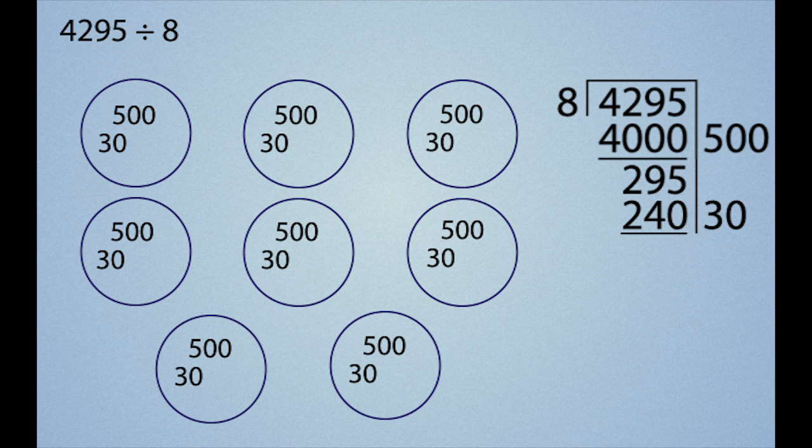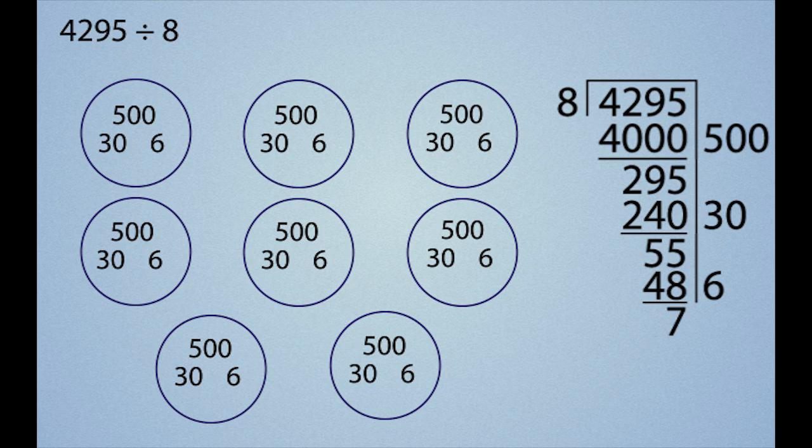So coming back to our problem here, we've now subtracted 240 from our 295, which leaves us with 55. And I know that I can put 6 into each of my groups, which would take care of 48. And when I subtract 48 from my 55, I'm left with a remainder of 7. So altogether, I put 536 into each of my groups, and I have a remainder of 7 divided amongst 8 groups, or 7/8.